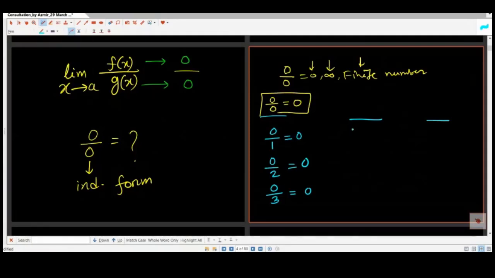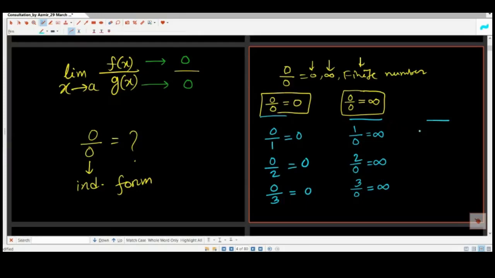We can also think another way. Suppose we have 1 over 0. It may be plus infinity. 2 over 0 is also plus infinity. 3 over 0 is also plus infinity. So if we follow this pattern, then 0 over 0 can be infinity. So this is the second case. 1 over 0, infinity. 2 over 0, infinity. 3 over 0, infinity. So why not say 0 over 0 is infinity?